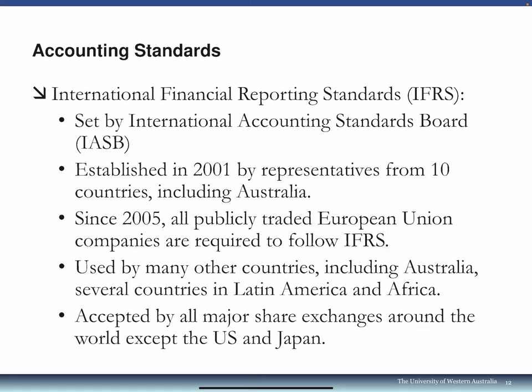And so here is the definition for IFRS: International Financial Reporting Standards, set by the International Accounting Standards Board, IASB. It was established in 2001 by representatives from 10 countries, including Australia. And since 2005, all traded European Union companies are required to follow IFRS, and it is used by many other countries, including Australia, and pretty much everyone except the US and Japan.